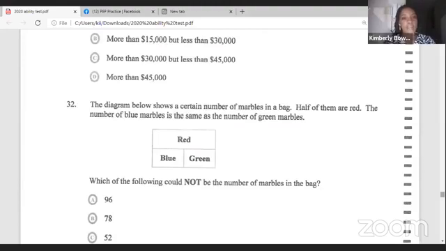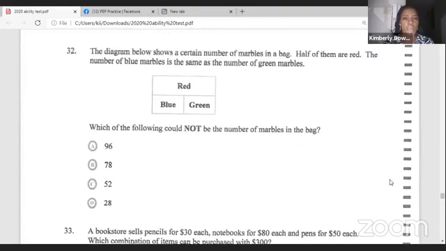It says, in the diagram below, the diagram below shows a certain number of marbles in a bag. Half of them are red, and the number of blue marbles is the same as the number of green marbles. A similar question to this came on the 2019 paper. Which of the following could not be the number of marbles in the bag? So the number of marbles in the bag is divided by half first, because red is half of the entire rectangle, and then the next half is divided into half once more. So we have to look for the numbers that can be divided in half, and then that half is also split into another half, and there are no decimals remaining.